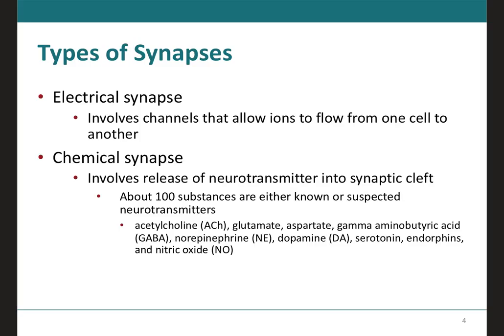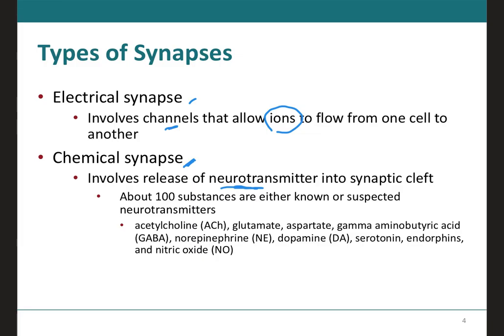Basically, we have two different types of synapse. We have what we call the electrical synapse and the chemical synapse. The electrical synapse is going to be your action potential, which we talked about in the previous learning outcome. So it's going to involve channels that will allow ions to flow from one cell to another. And the chemical synapse will involve neurotransmitters or hormones that will be released into a space between the presynaptic neuron and the postsynaptic neuron or the effector organ.